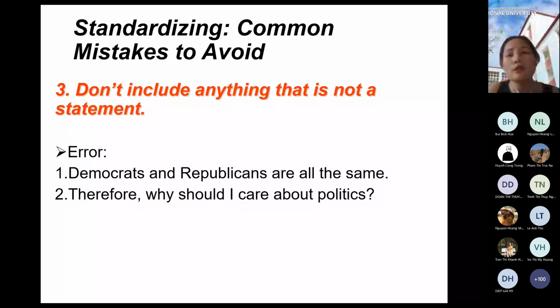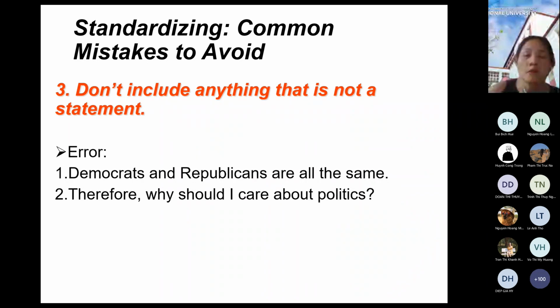And then the third one is don't include anything that is not a statement. Yeah, we learned already in chapter 3, or chapter 2, that only statements are allowed in the arguments. If it is a non-statement, there are some kinds of exceptions. It depends on the content of those exceptions, but in most cases, we don't keep the non-statement form in the arguments, isn't it?